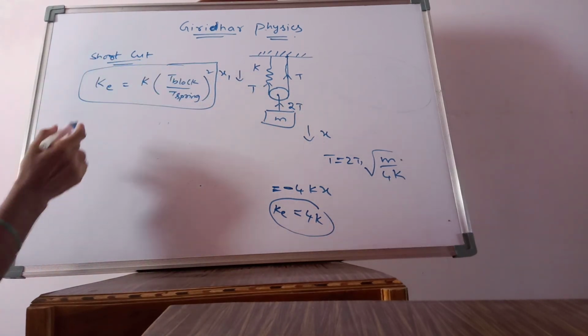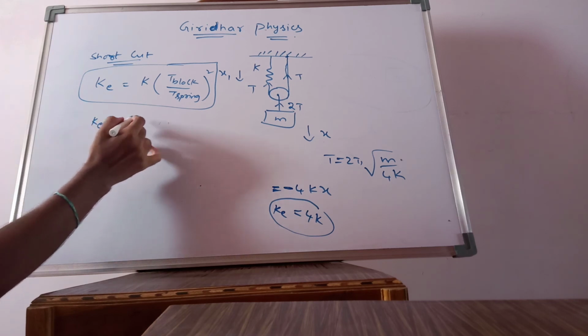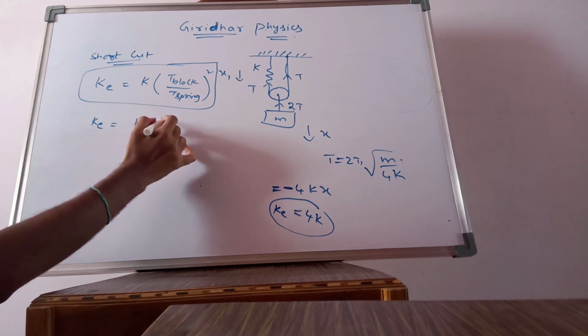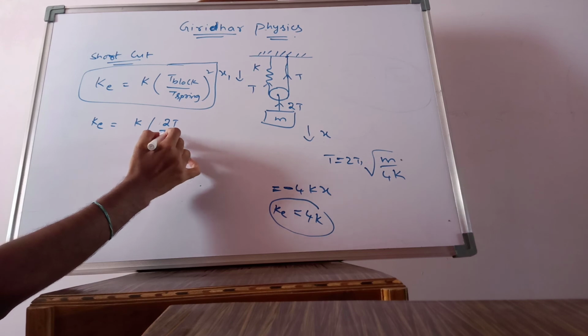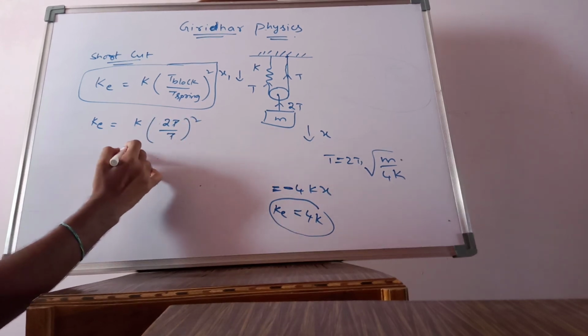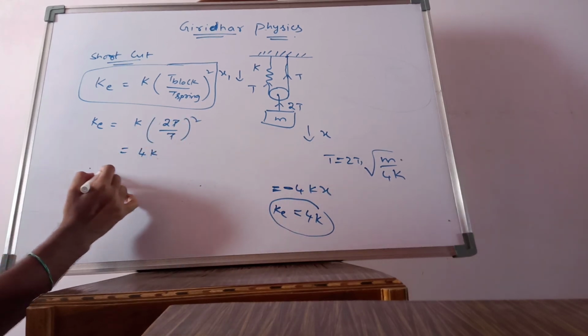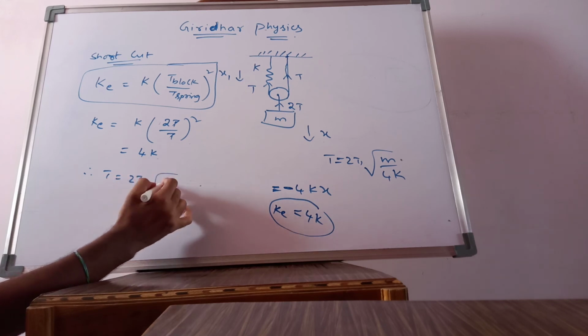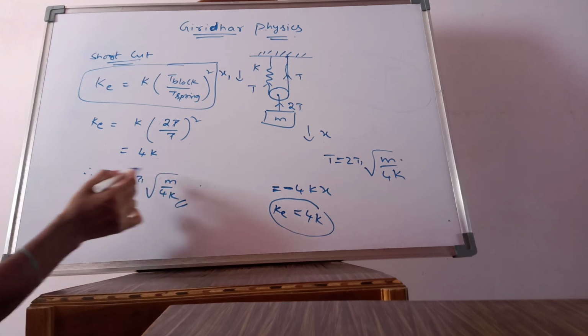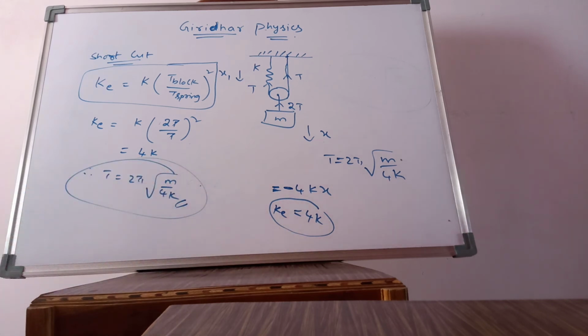Directly you can calculate. See, students, for this example, K into what is the tension in the block? 2T. What is the tension in the spring? T, whole square. So what we got now? 4K. Therefore again, what is the time period? 2 pi into root of m by 4K. Understand?